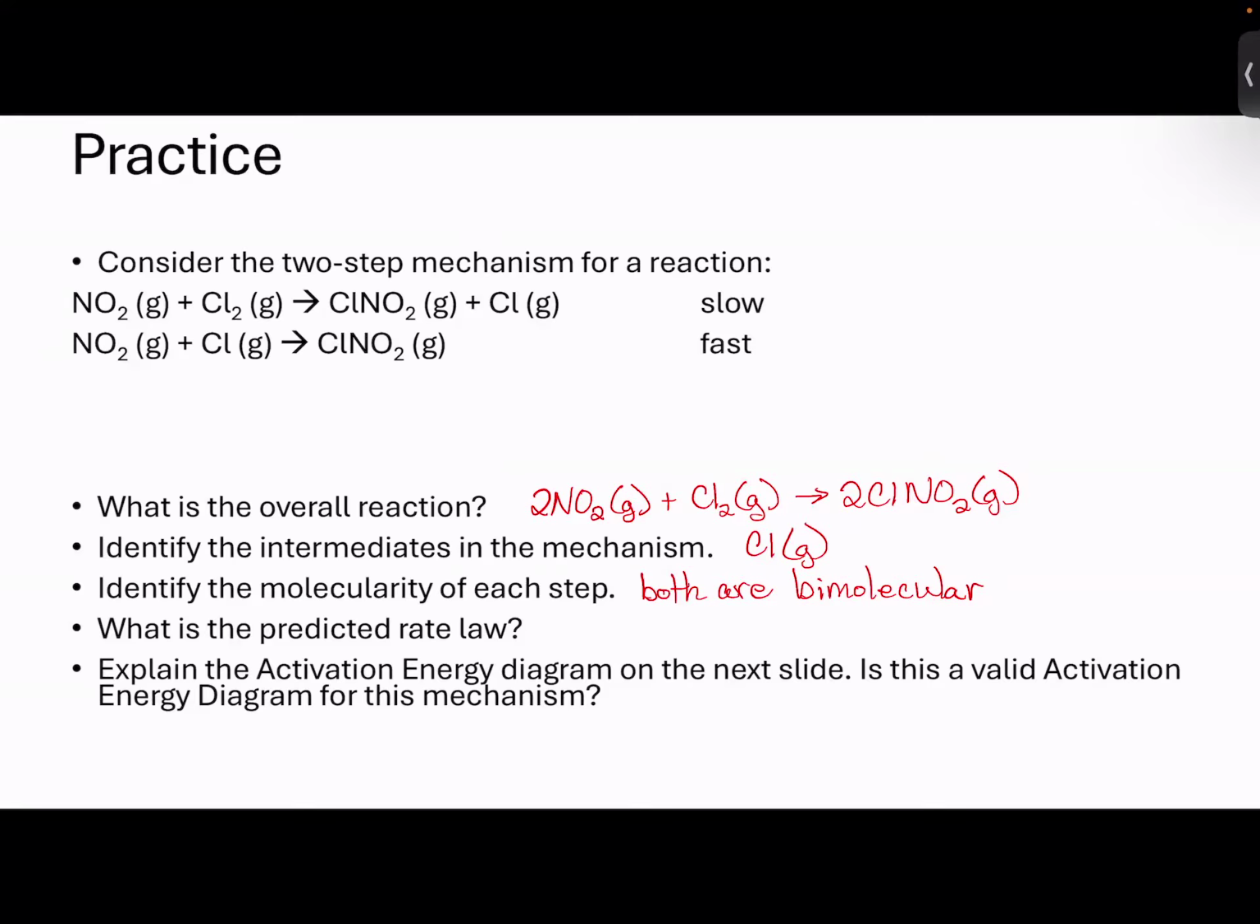The first three should have been straightforward. Number 4 shouldn't have been too bad. What is the overall reaction? You add the two reactions together and you'll notice that Cl gas disappears. What's left is 2NO2 gas plus Cl2 gas goes to make 2 ClNO2 gases. The intermediate is what disappeared. It's the Cl gas because it was a product in the first reaction and it was a reactant in the second reaction.